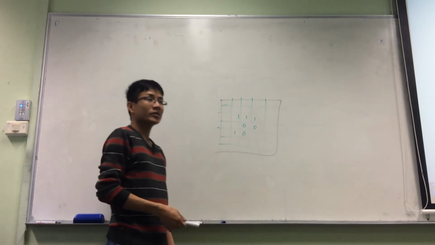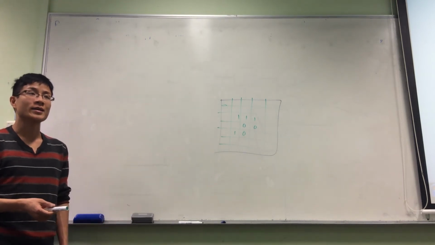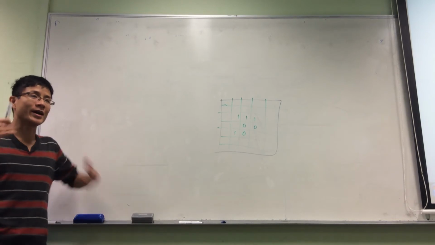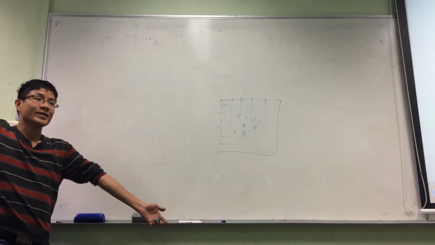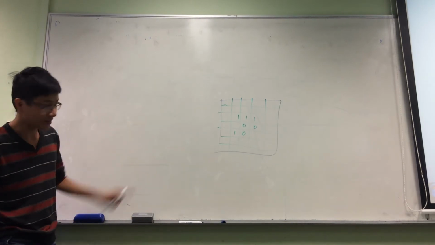So 0 means black and 1 means white. Yes, 0 means black and 1 means white. So the higher the values, the higher the intensity, the higher the color. This one is black, this one is white.